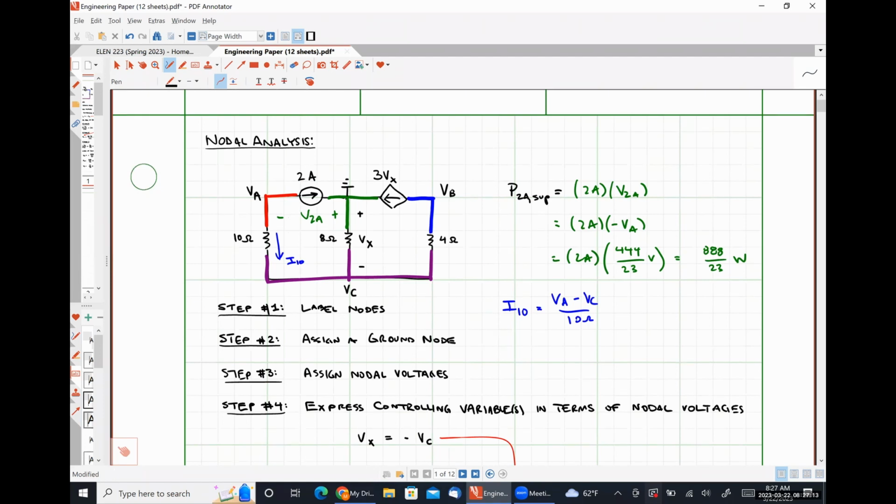Right, so I said 0 minus VA because the positive polarity terminal was associated with ground or 0. If this instead were, let's say VD, it would be VD minus VA is that voltage.